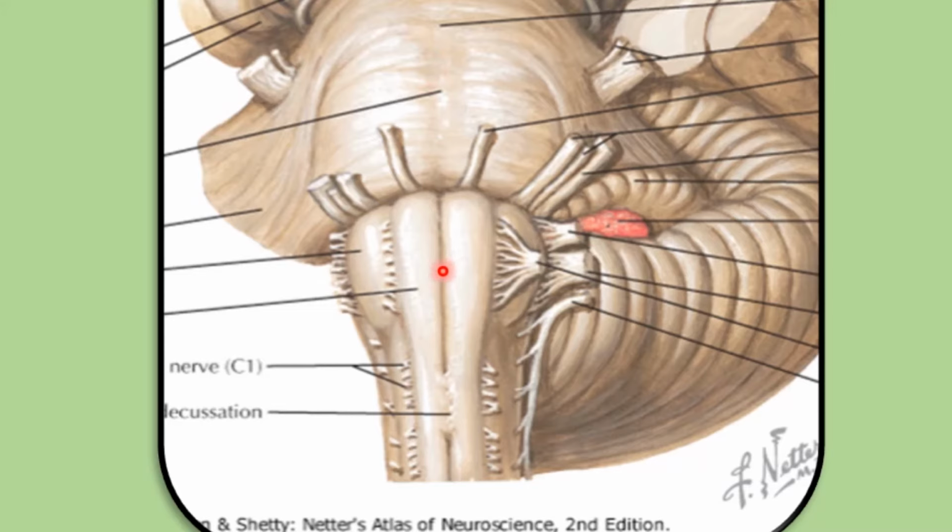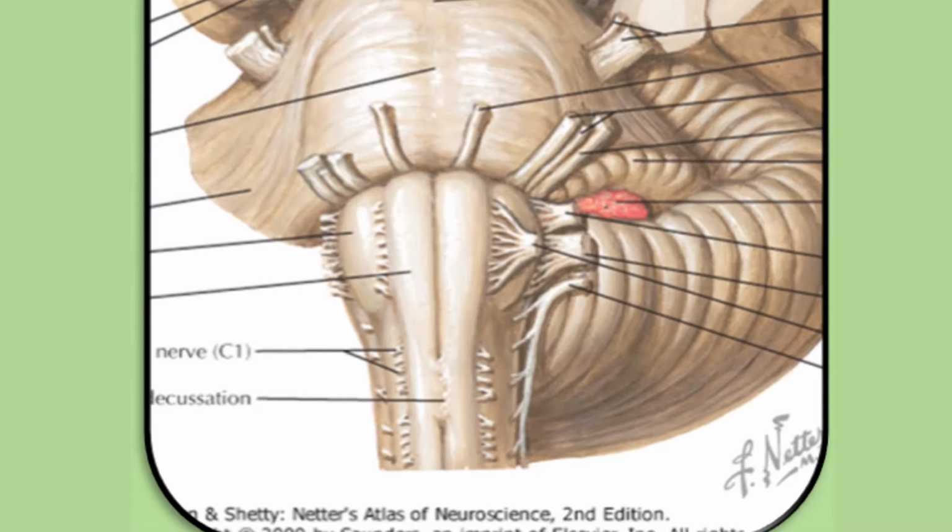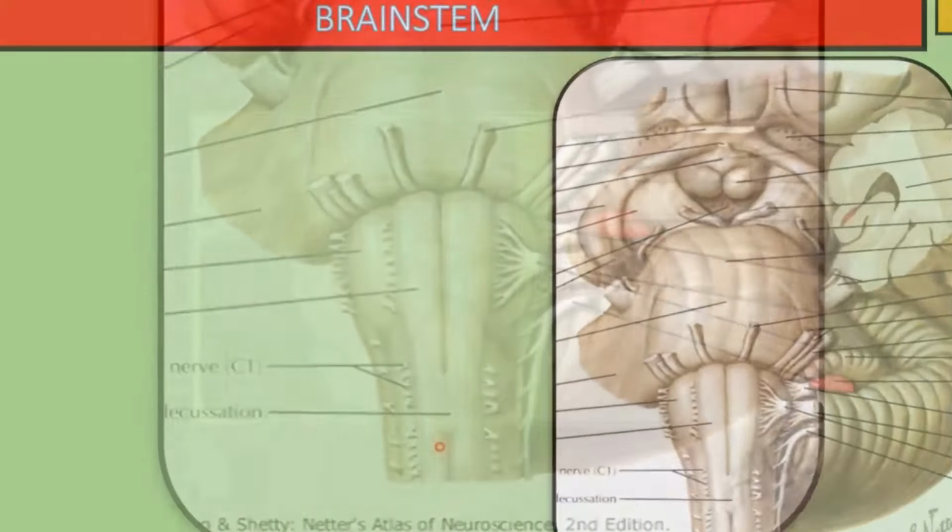We have 3 cranial nerves. They are, from here, the 6th cranial nerve, the abducent, the 7th cranial nerve, and the 8th cranial nerve. So these 3 cranial nerves exit from the pontomedullary junction. Now the rest of the cranial nerves, 9 to 12, exit from this region of the medulla.